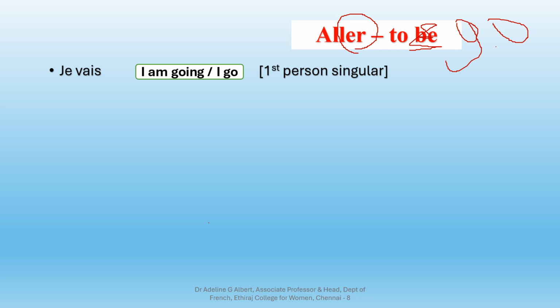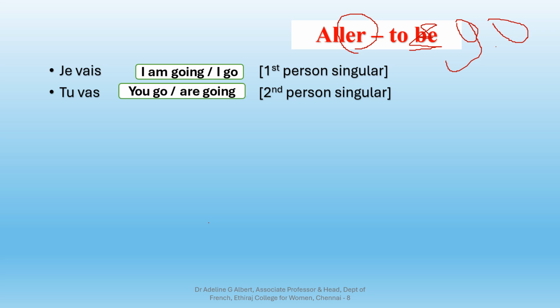Same pronouns. Je, tu, il, elle, on, singular. Nous, vous, ils, elles, plural. But the verb changes. Je vais means I go or I am going. I am going to Chennai. Je vais. I am going to the classroom. Je vais. I am going home. Je vais. Okay. Je vais. I go or I am going. Tu vas. You go or you will go.